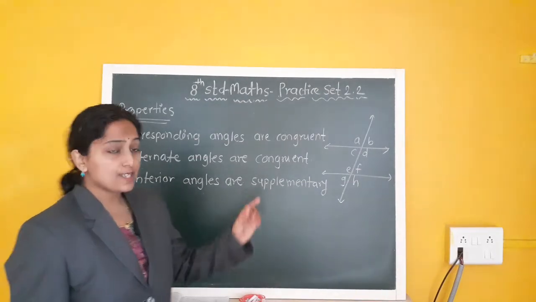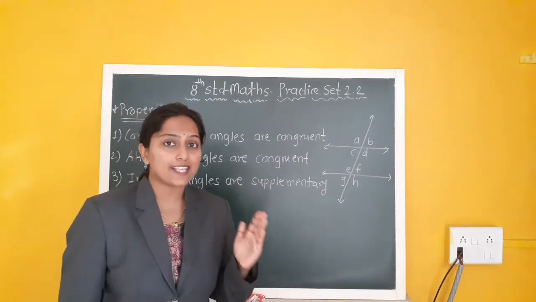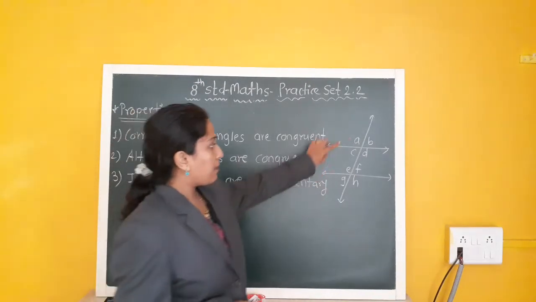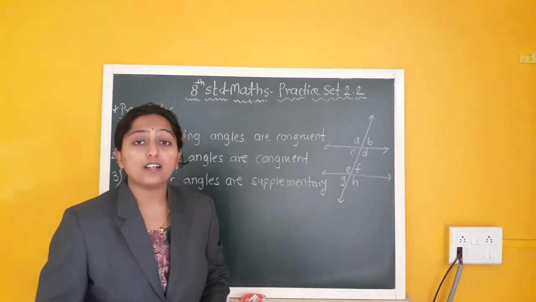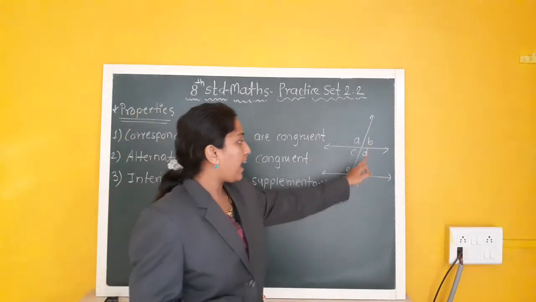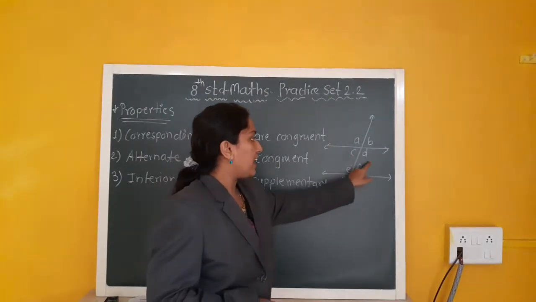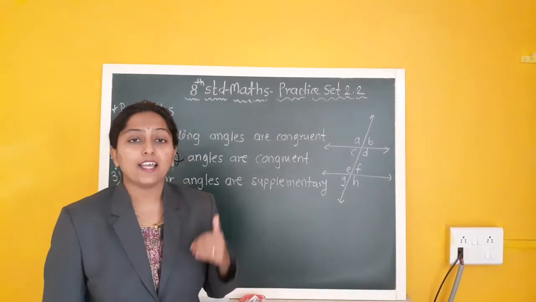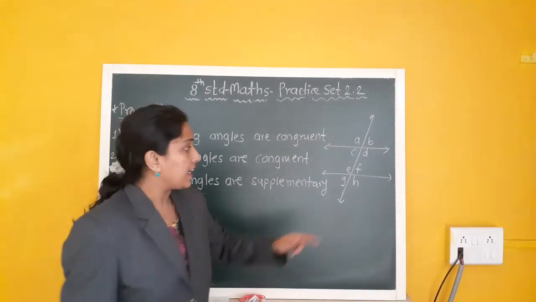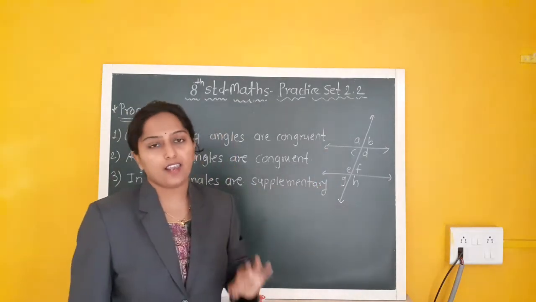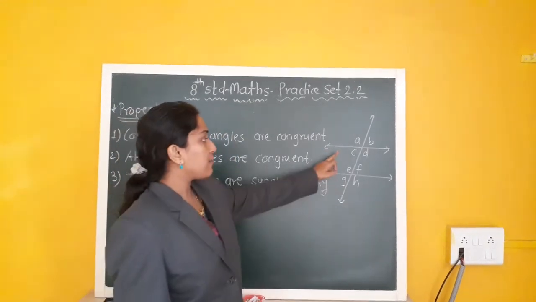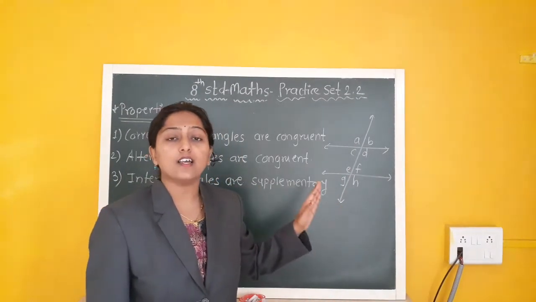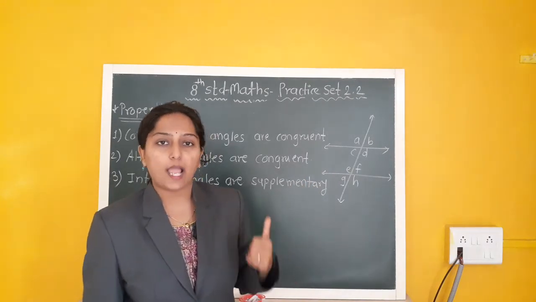As we know, corresponding means the angles which are on the same side of the transversal and their arms show the same direction. A and E are the corresponding angles here. B and F, C and G, D and H are also corresponding angles. And one more thing is that this property is applicable when these two lines are parallel lines. You have to remember, if these two lines are parallel and one transversal is intersecting these parallel lines, only at that time are these properties applicable.